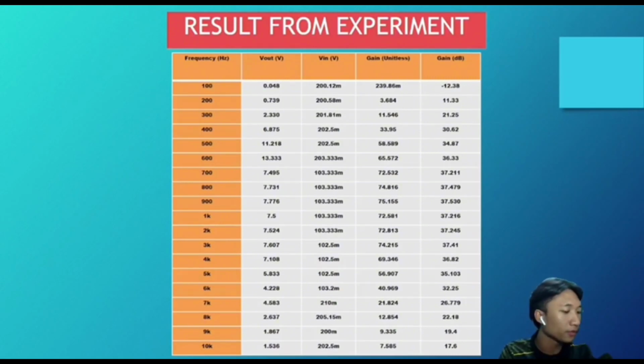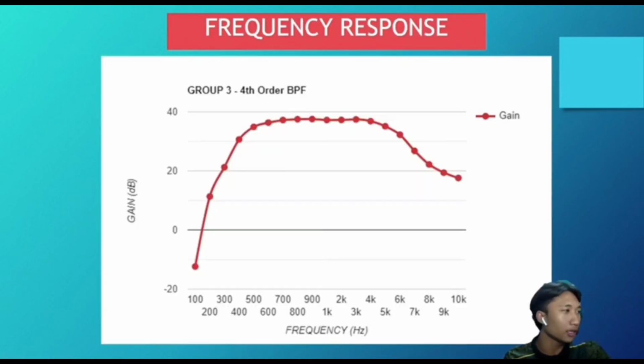Okay, so first thing first, we can see that here we have the table of data that we collected from the laboratory. We set the frequency from 100 Hz to 10 kHz, and then we collect the data for V out and V in, and from that we can get the value for gain, unitless, and also gain in dB. After collecting the data, the next step is we need to plot the frequency response, where the x-axis is frequency and the y-axis is the gain in dB. And then we can see that this is the shape of our graph from the laboratory.